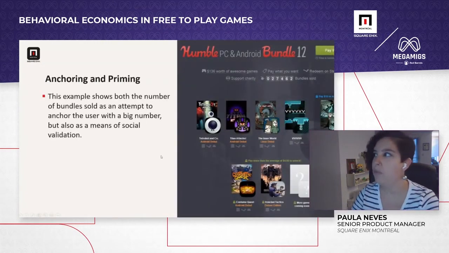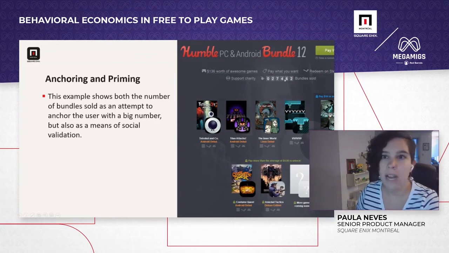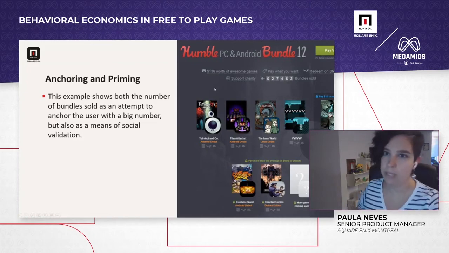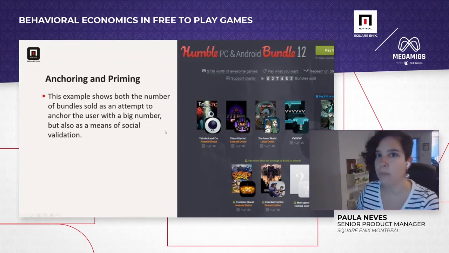So this is an example from Humble Bundle. They not only have this big number of bundles sold, which serves two purposes, which is the anchoring of a high price, again, to influence that priming moment, but also this serves as social validation. It shows that all of these people have already bought this, so it means it's probably good. And we're going to talk about social validation as well later.